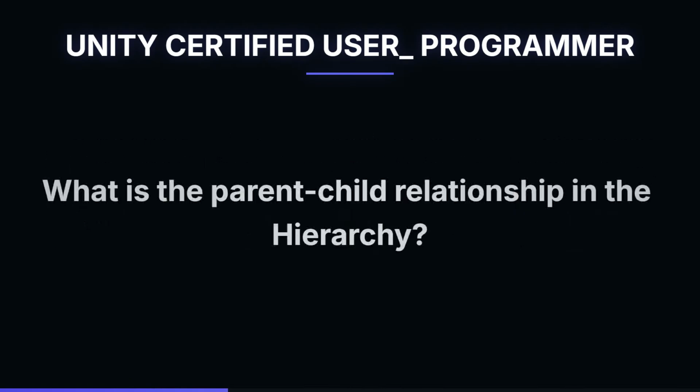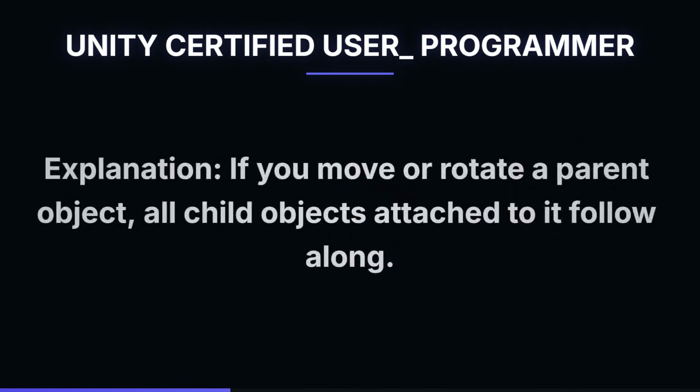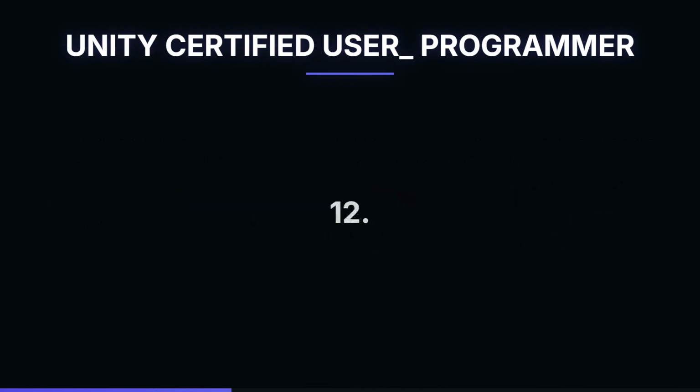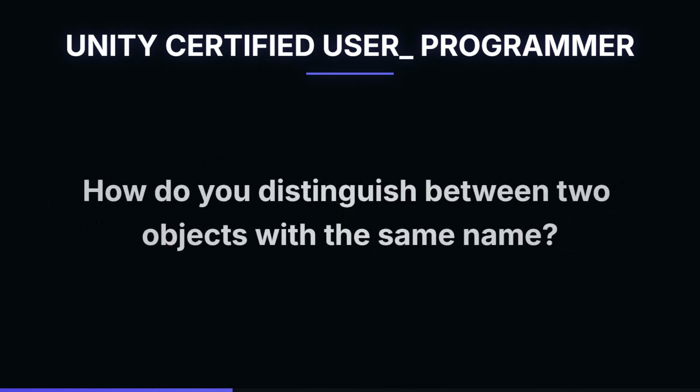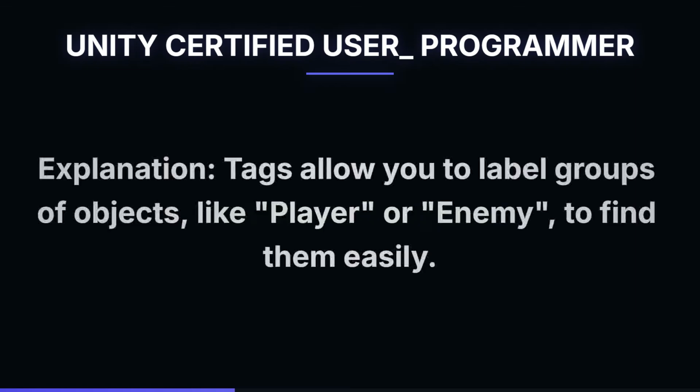11. What is the parent-child relationship in the hierarchy? Answer: children move with the parent. Explanation: if you move or rotate a parent object, all child objects attached to it follow along. 12. How do you distinguish between two objects with the same name? Answer: use tags. Explanation: tags allow you to label groups of objects, like player or enemy, to find them easily.